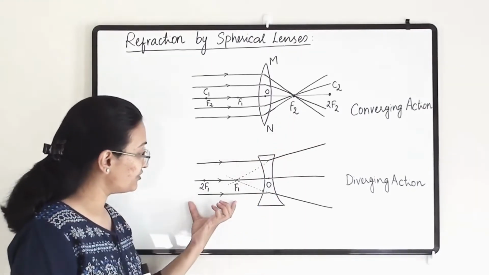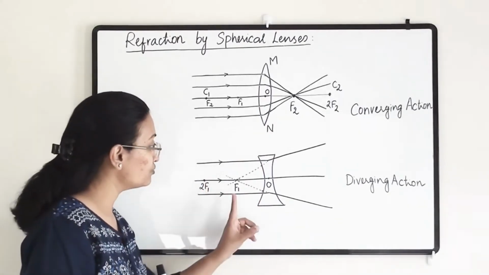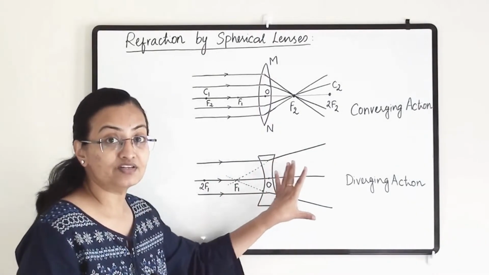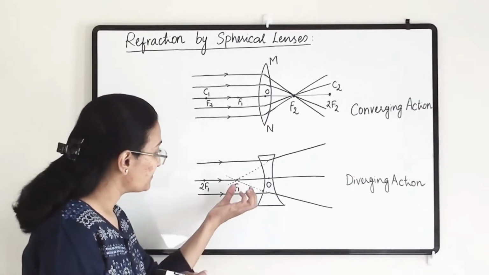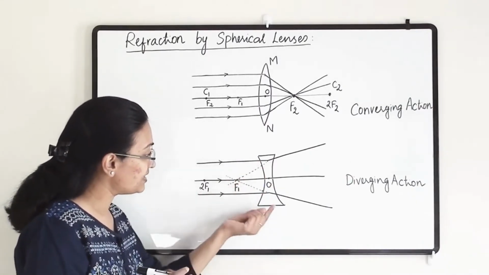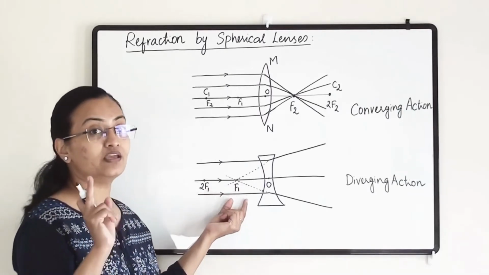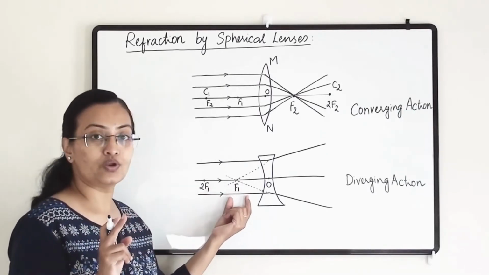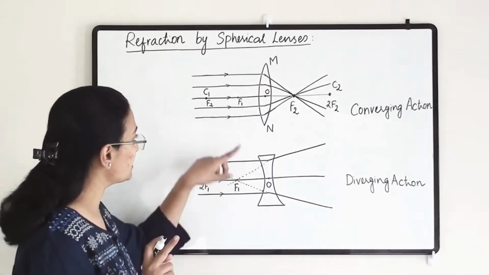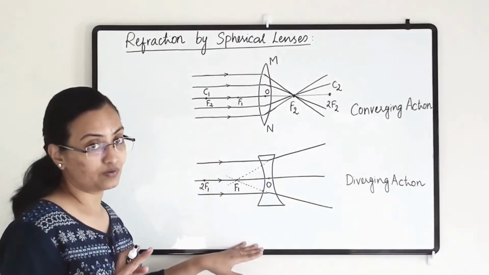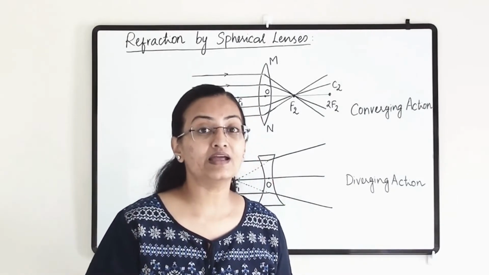When all the parallel rays fall on the surface of the concave lens, all those rays undergo divergent action. So they all diverge in all directions, but when we extend those rays backward, at one point they all meet. That point is known as the principal focus of the concave lens. So this is the difference between the convex lens and the concave lens. Earlier we saw this in the convex mirror and concave mirror.